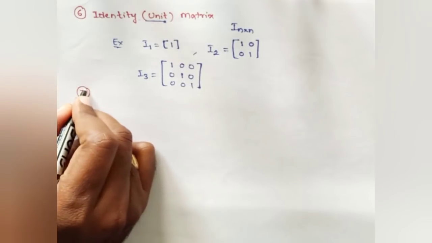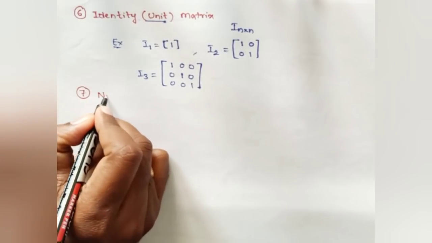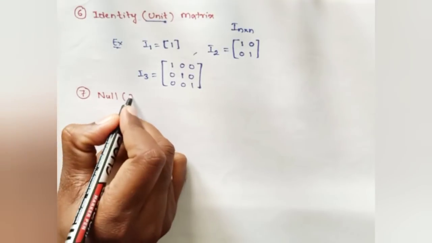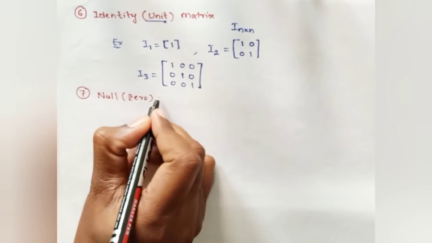Seventh one, null matrix or zero matrix.